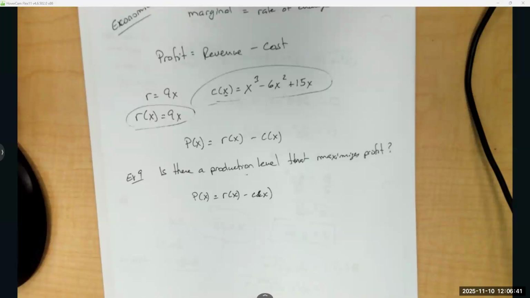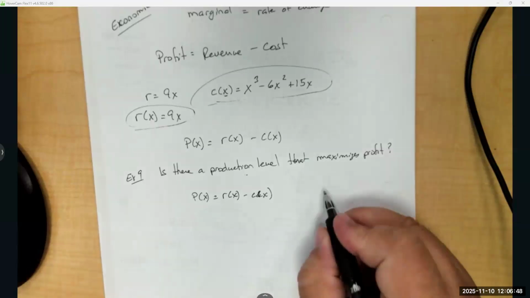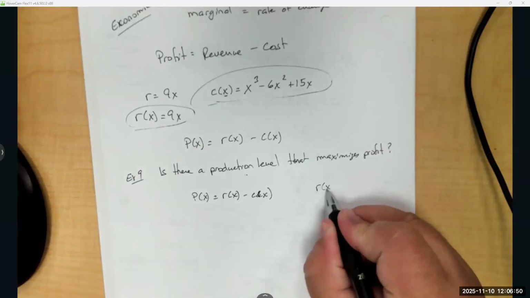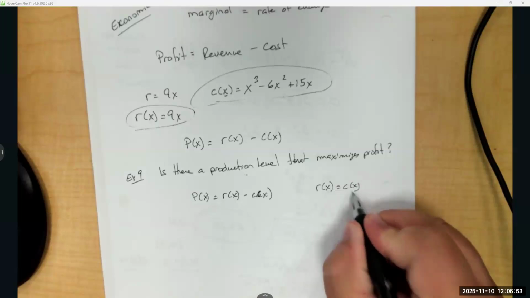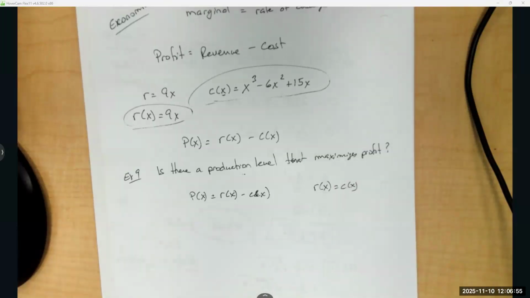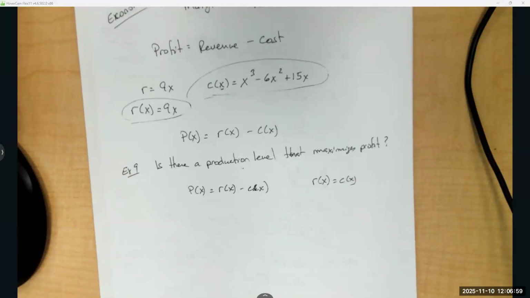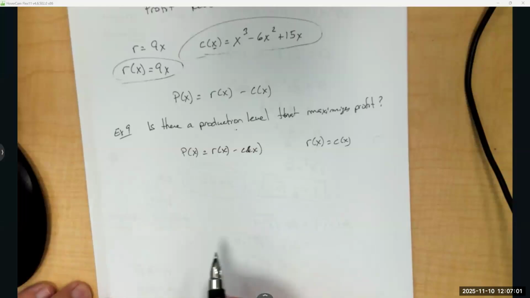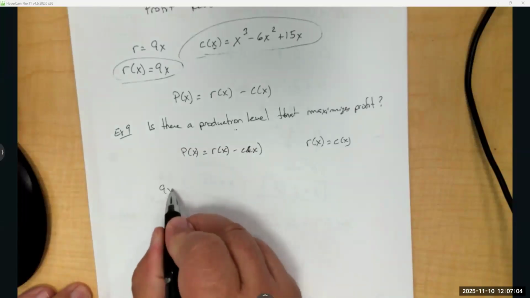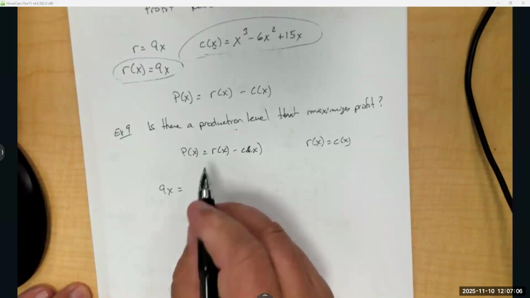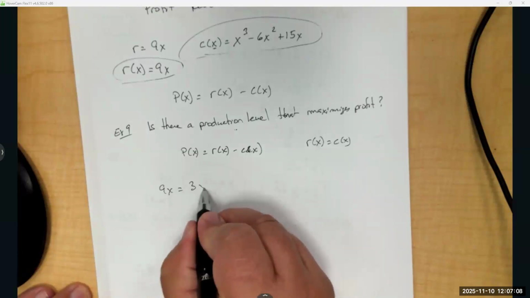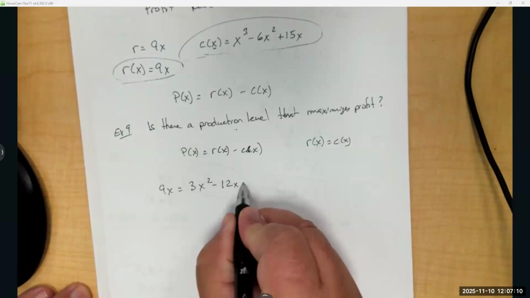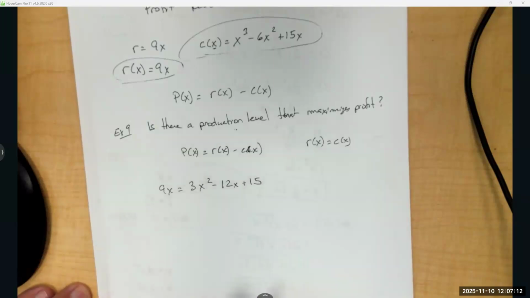At the break-even point, what do we have? At break-even, that's when revenue equals cost, which is zero profit, because you're not making money, you're not losing money. So that's where we're going to start. So let's see what we have here. We have 9x equals, what's the formula? 3x squared minus 12x plus 15.